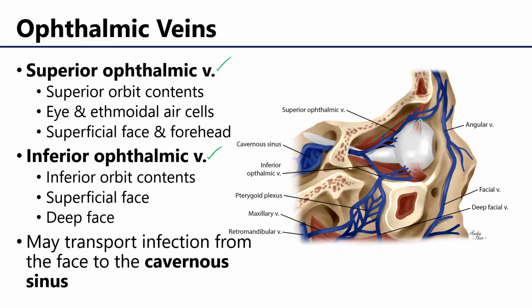This superior ophthalmic vein tends to drain the superior contents of the orbit, the eye as well, the ethmoidal sinuses, some of the superior head and face, because there are anastomoses with branches from the facial vein. That's how infections from the face can move from the face through the orbit and back to the cavernous sinus.